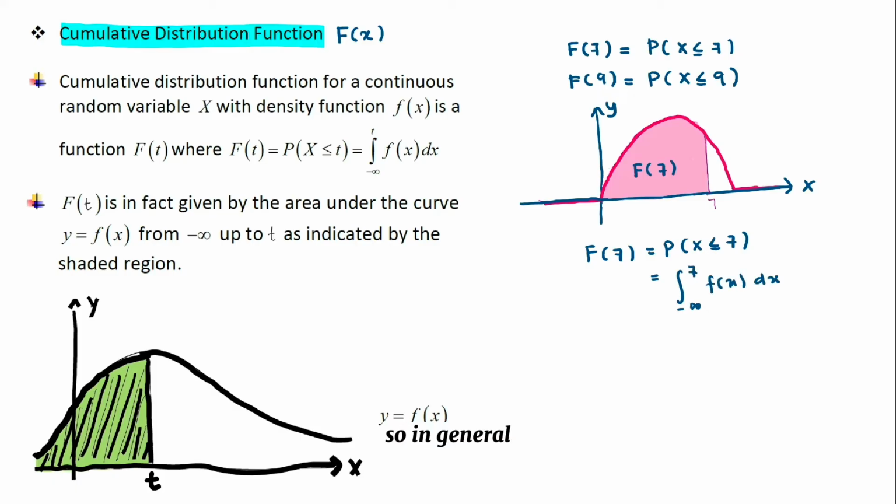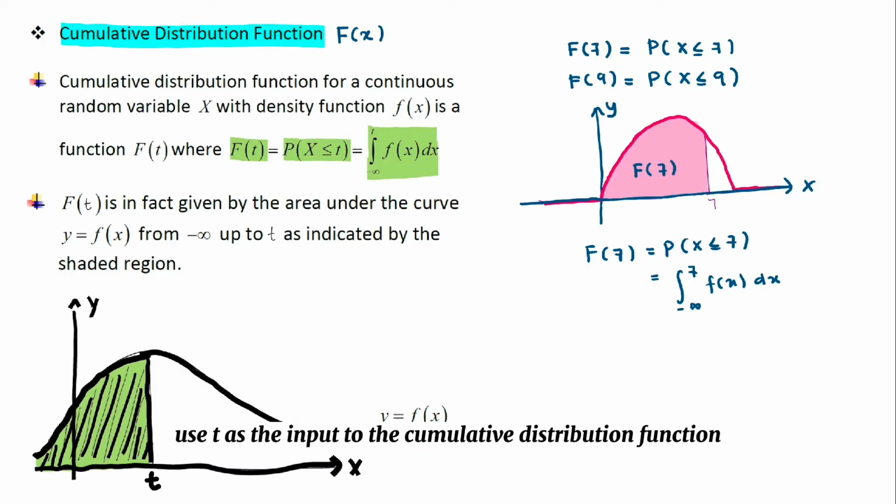So, in general, the cumulative distribution function for a continuous random variable x with a density function small f of x is a function capital F of t, where capital F of t is equal to the probability of x less than or equal to t. It is also equal to the integral of small f of x up to the limit x equals t. We often use t as the input to a cumulative distribution function.